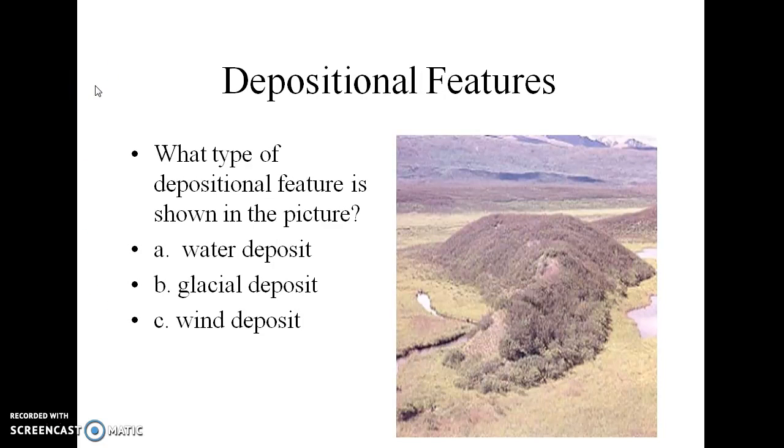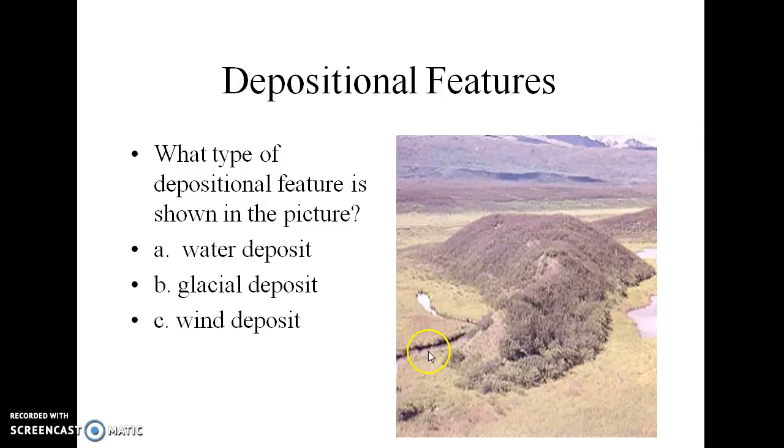So, based on that, what type of depositional feature is shown in the picture? Would this be a water deposit here? Would this be a glacial deposit? Or would this be a wind deposit? What would this be right here? Okay, I'll give you a hint. It was left behind by nature's bulldozer. I want you to imagine. What was nature's bulldozer? That would be a glacier.